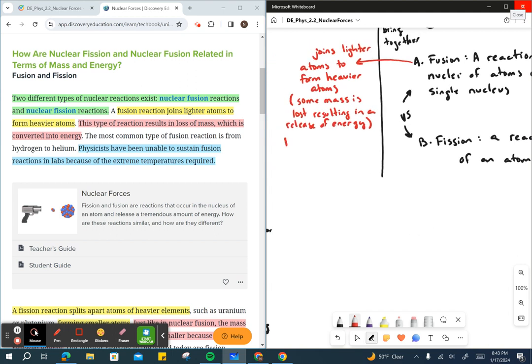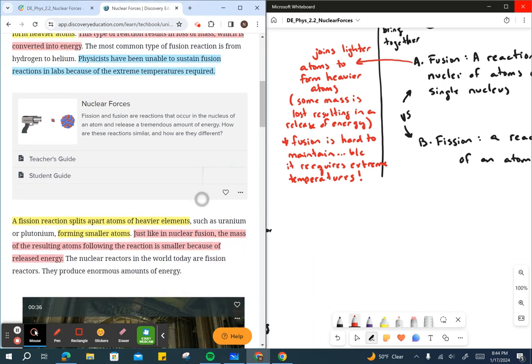I'll just put a little star here. Okay. Fusion is hard to maintain. It's hard to keep it going because it requires extreme temperatures. Okay, so it's a hard thing for us to do.